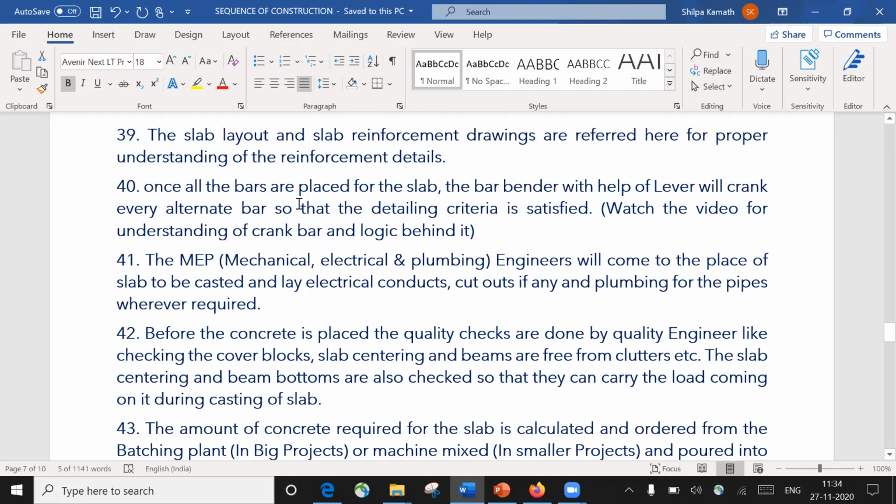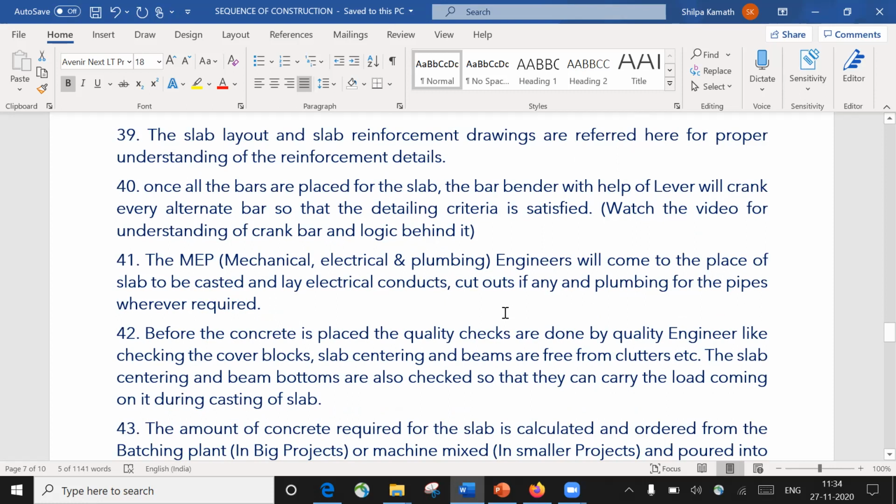Once everything is done, you have put in the beam reinforcement and the slab reinforcement. Next, it's time for the MEP people, that is mechanical, electrical and plumbing engineers. They will come to the place of the slab to be cast, and if there are any electrical conduits to be put up, any cutouts to be given, or any plumbing works to be done, those things will be done by those people.